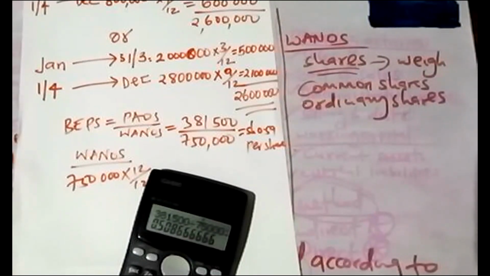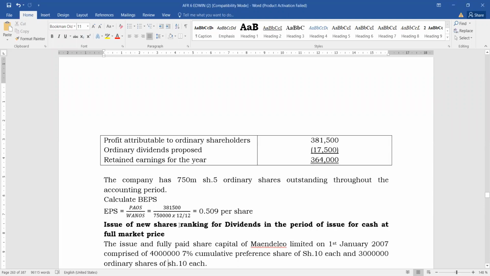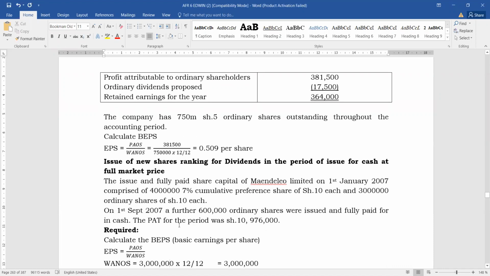My next illustration, I think those illustrations you are getting correct. So then the next thing: issue of new shares ranking for dividends in the period of issue for cash at full market price. This is a small heading. So in order to understand this, when we say issue of new shares ranking for dividends in the period of issue for cash at full market price.